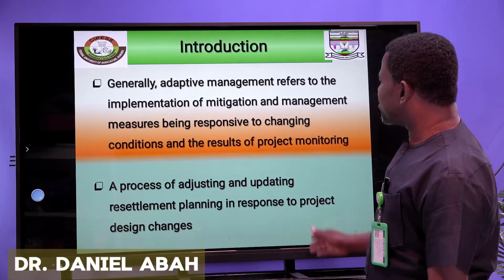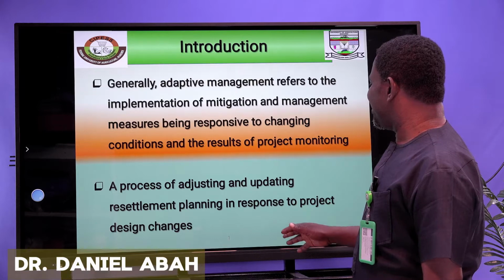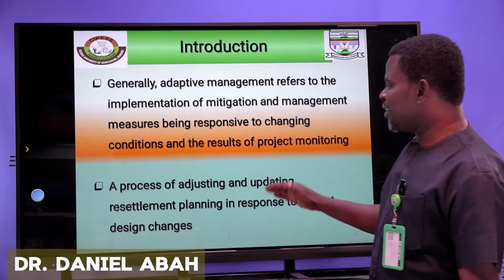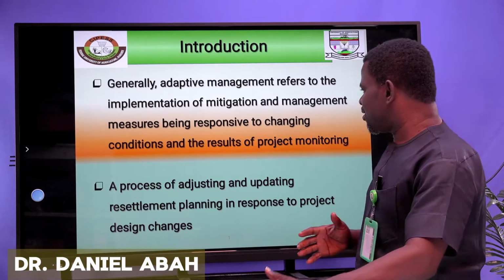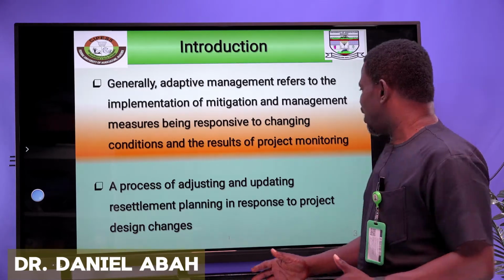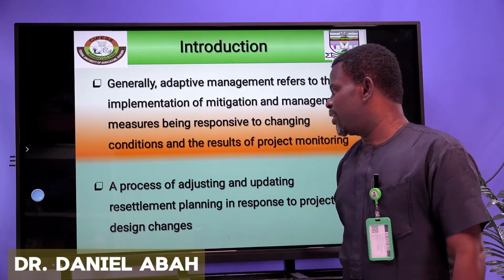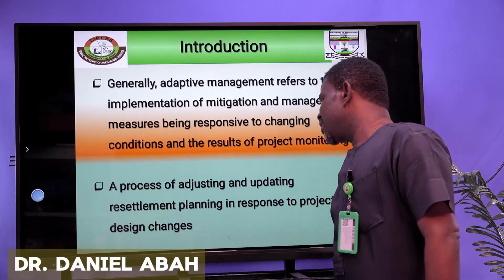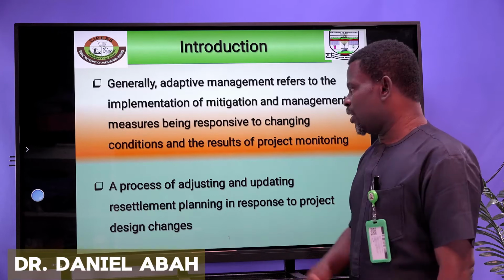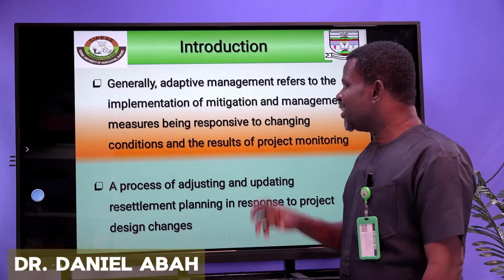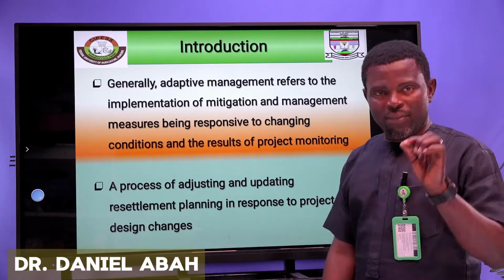The process of adjusting and updating resettlement planning in response to project design changes is what we call adaptive management. So this process of adjusting and updating is what we call adaptive management.